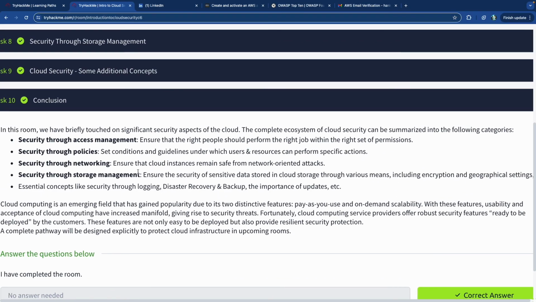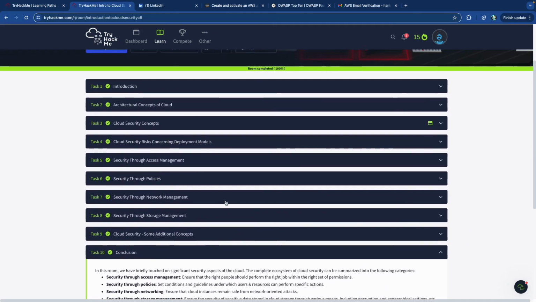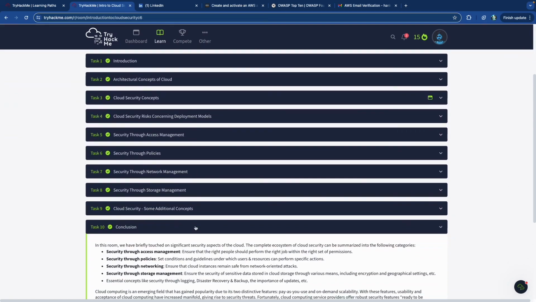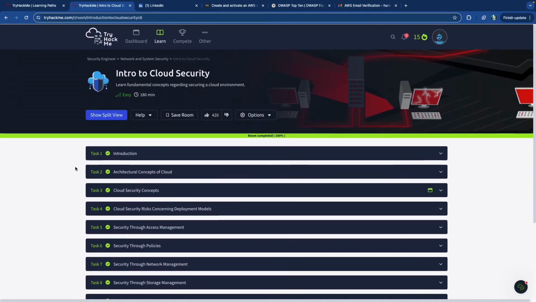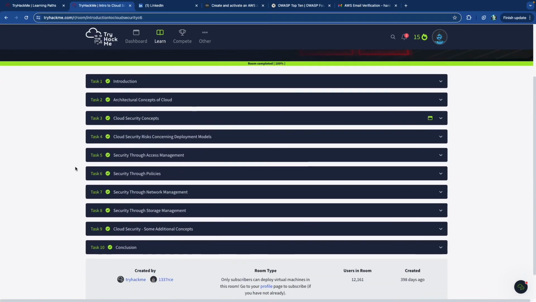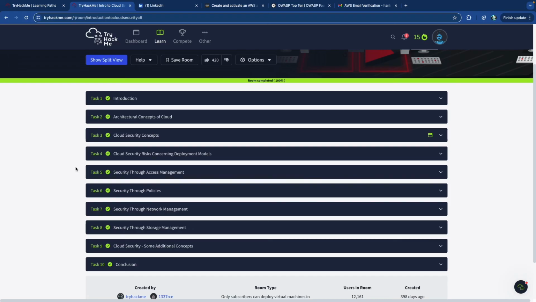And as a quick little conclusion, this is what we went through: security through access management, policies, networking, and storage management, and things like logging, disaster recovery and backup, and updates, and all those things. So this is a really, really big topic. Cloud security, and cloud computing in general, is a really big topic, and companies hire people specifically for cloud management, and then it even falls into different subcategories of that. So they'll have different departments under their cloud management, and that includes cloud security, right? So all of these things are really important for you to understand, especially if you want to go into security engineering and cybersecurity, stuff like that.